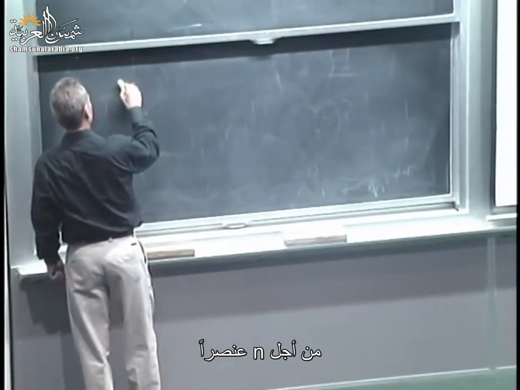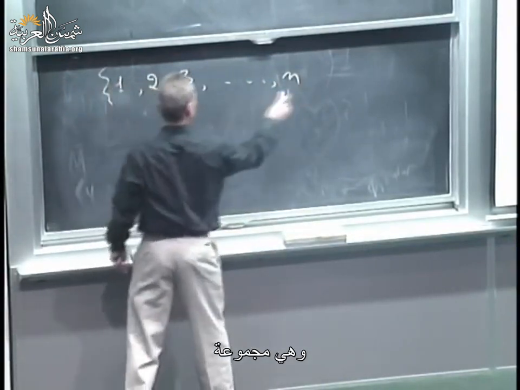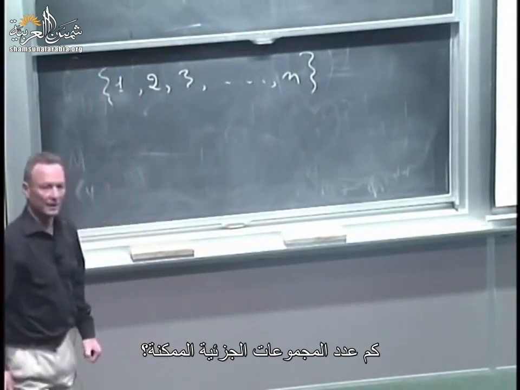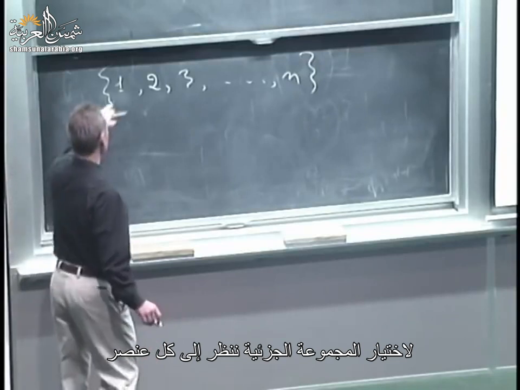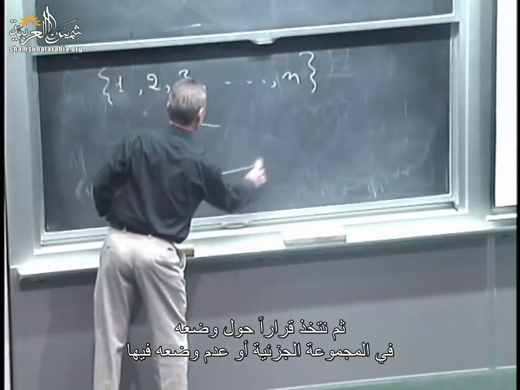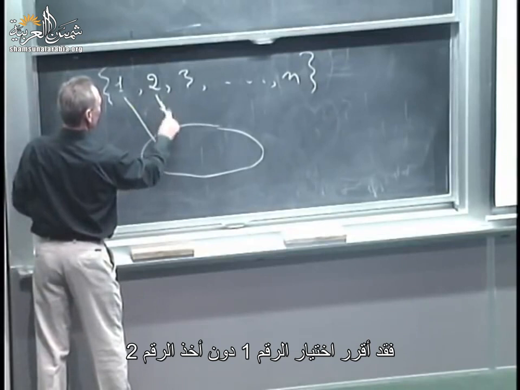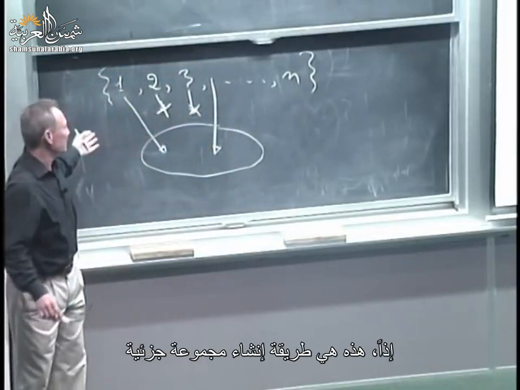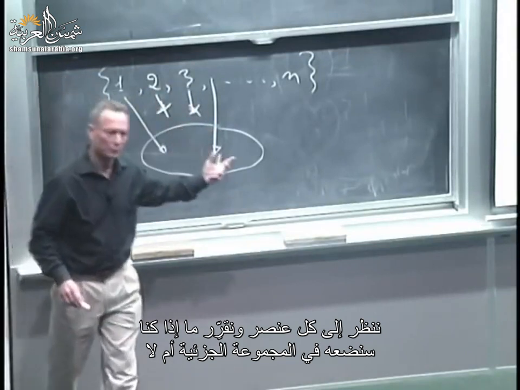Now, a different question. We have n elements. Let's say the elements are 1, 2, 3, up to n. And it's a set. And we want to create a subset. How many possible subsets are there? So picking a subset means looking at each one of the elements and deciding whether you're going to put it in the subset or not. For example, I could choose to put 1 in, but 2, I'm not putting it in. 3, I'm not putting it in. 4, I'm putting it in, and so on. And that's how you create a subset. You look at each one of the elements and you say, okay, I'm going to put it in the subset or I'm not going to put it.